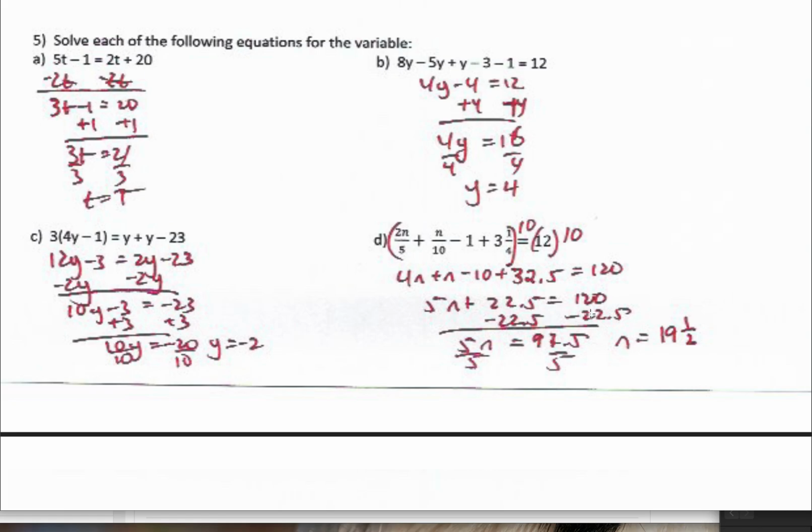Subtract 22.5, and I get 5n is 97.5. Dividing by 5, I get 19.5. And if I would have used 20, it also would have worked out to 19.5. It doesn't make a difference as long as I do the same thing to both sides.